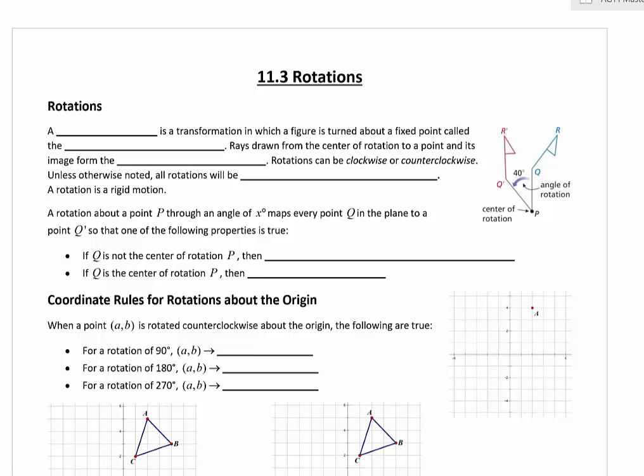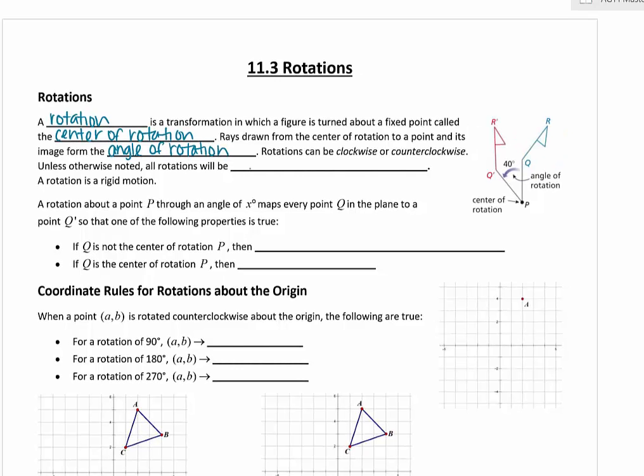Okay, so our third transformation is a rotation. A rotation is a transformation in which a figure is turned about a fixed point called the center of rotation. Rays drawn from the center of rotation to a point and its image form the angle of rotation. Rotations can be clockwise or counterclockwise.